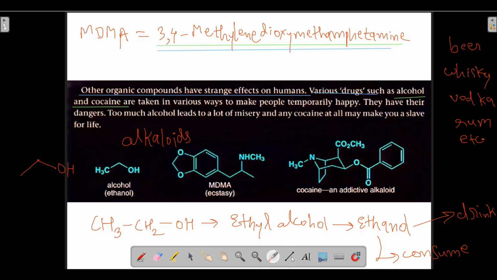So various drugs such as alcohol and cocaine, and one more drug is there. It is called MDMA or ecstasy. This is also a type of recreational drug. You can have a look at its structure. It is called MDMA, and in common language it is called ecstasy. So this is MDMA. Now what is the IUPAC name?